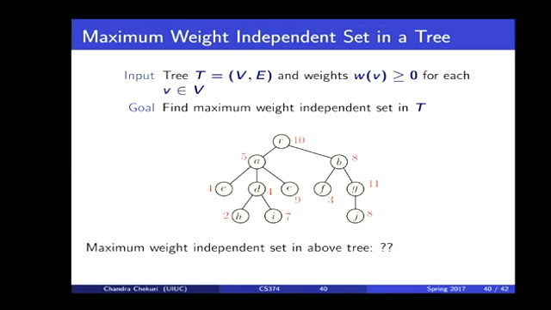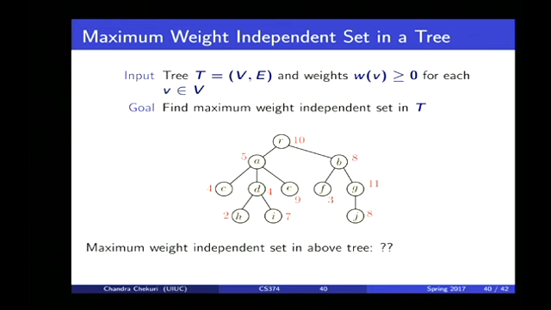So here is a tree, and I want to solve the same problem: the maximum weight independent set problem. It's not actually obvious how to solve it. You can't use some greedy algorithm, it doesn't work. So what is the problem? I want to find an independent set in this tree of maximum weight. How do we solve it?